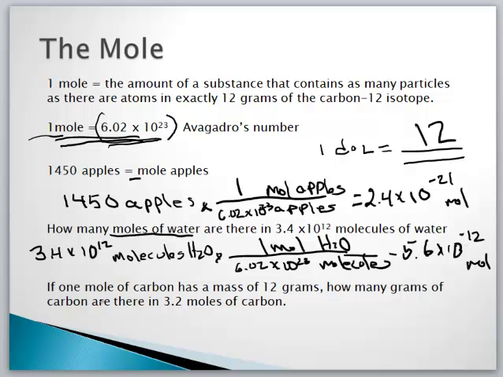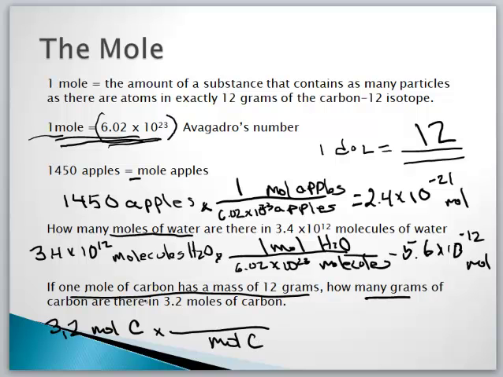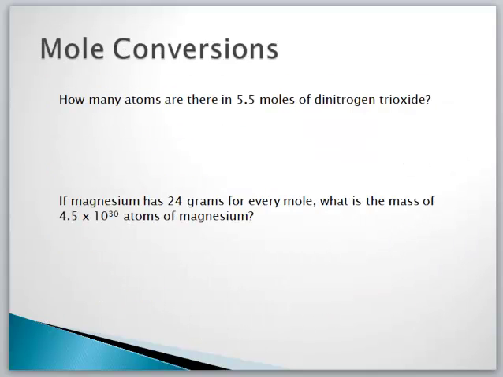Let's do another conversion here. If 1 mole of carbon has a mass of 12 grams, how many grams of carbon are there in 3.2 moles? So we'll start with our 3.2 moles of carbon. We draw our conversion factor, with moles of carbon in the denominator, and we're looking for grams, and our conversion says that there are 12 grams of carbon in 1 mole. So we're simply going to go 3.2 times 12, which gives us 38.4 grams of carbon.